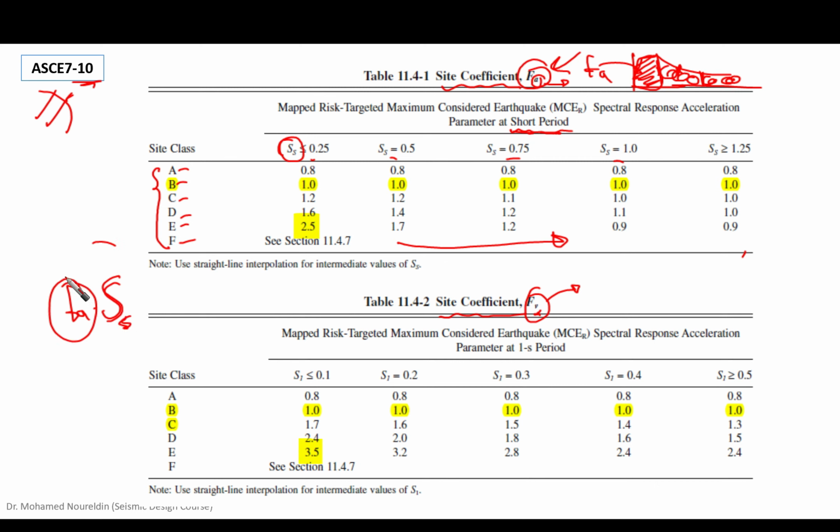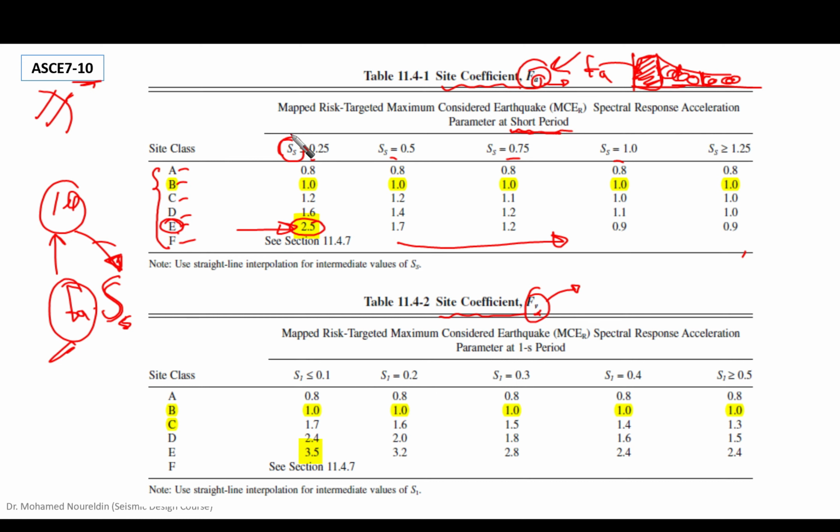So whenever FA is larger than 1, this means that we are amplifying the mapped spectral acceleration. If it's less than 1, this means that we are reducing it. For example, here for site class A, you're going to find that it's almost 0.8 for all of them. This means that we are reducing the amplification. But if it is site class E, then we are going to magnify the amplification. Look, 2.5, almost between double and triple the amplification.